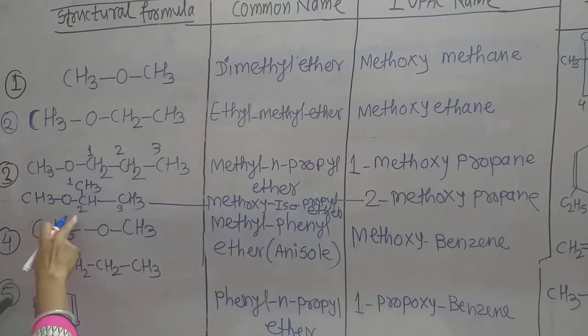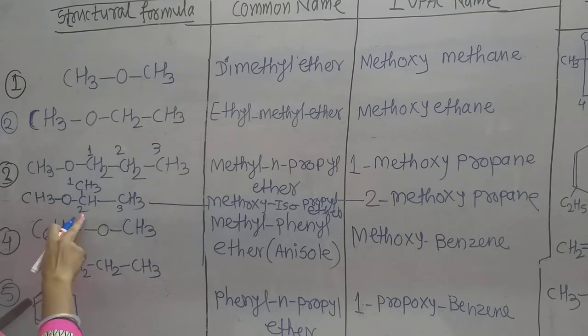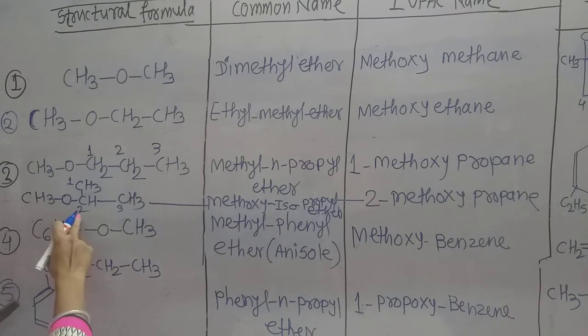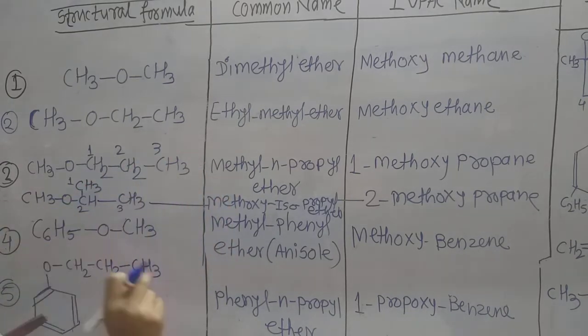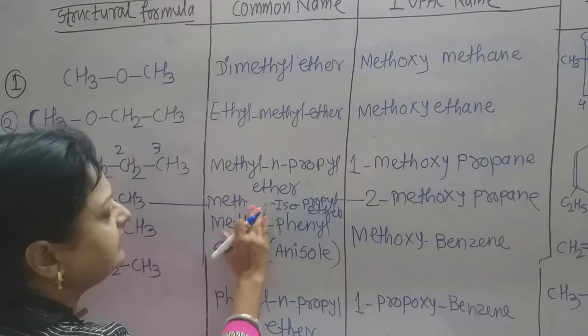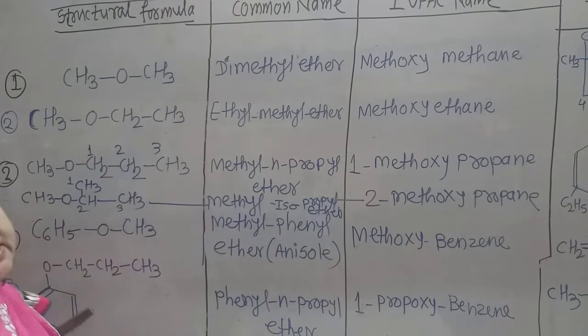Why 2-methoxy propane? Because the oxygen of the ether is attached to the second carbon atom of this larger alkyl group, that is the propyl group. So it is the 2-methoxy propane, and as it is the isopropyl group, the common name is methyl isopropyl ether, methyl isopropyl ether, the common name.